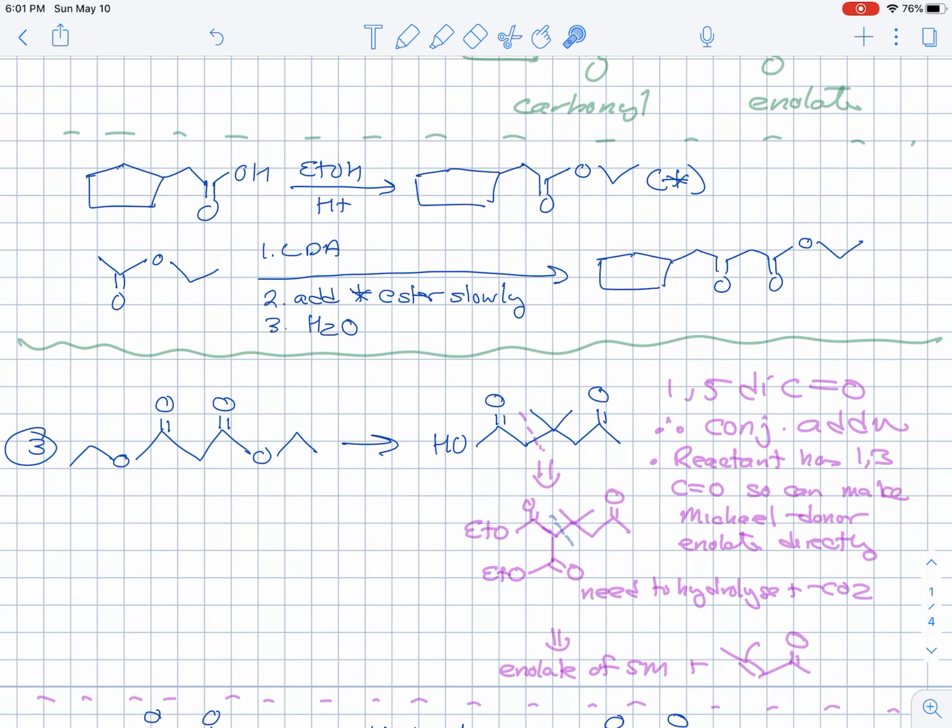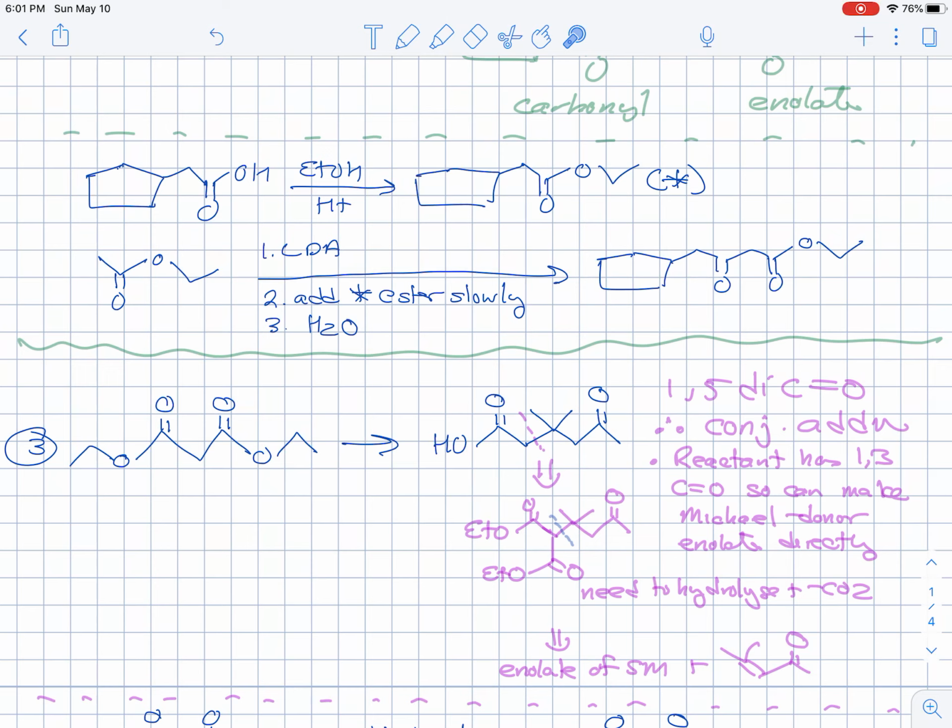All right, in number 3, here we have another 1, 2, 3, 4, 5 dicarbonyl compound. So again, we've got our conjugate addition. Since the reactant has a 1,3 dicarbonyl, we can make an enolate of this, and that enolate will be weakly basic enough to do a conjugate as opposed to a direct addition. So we don't have to do the whole enamine thing.